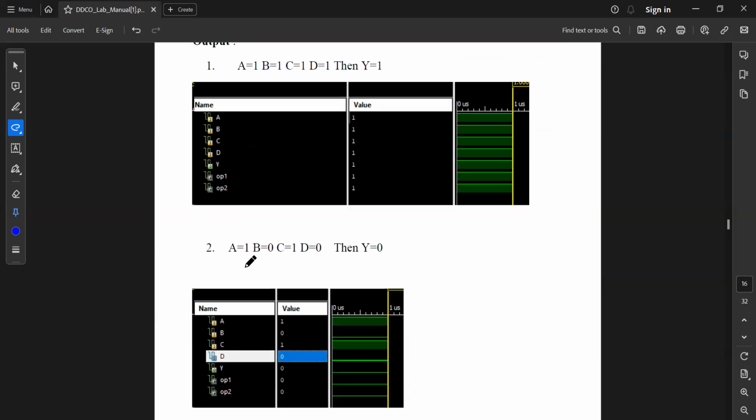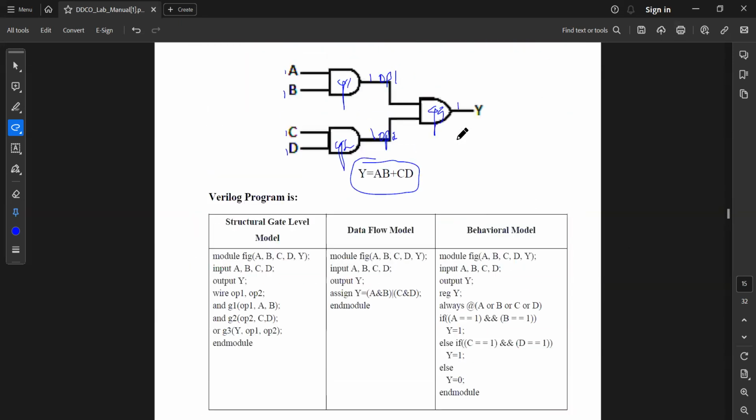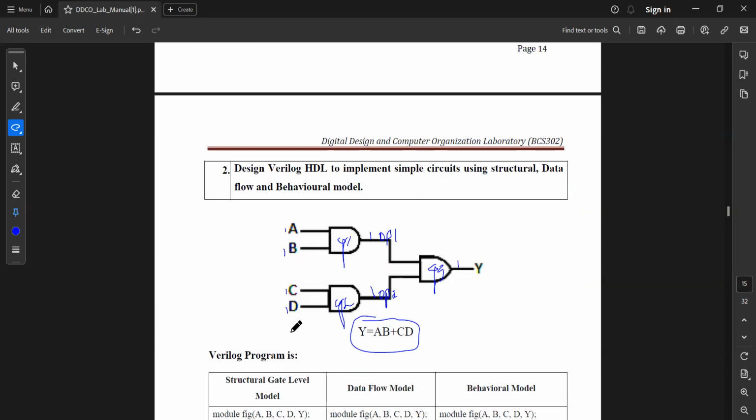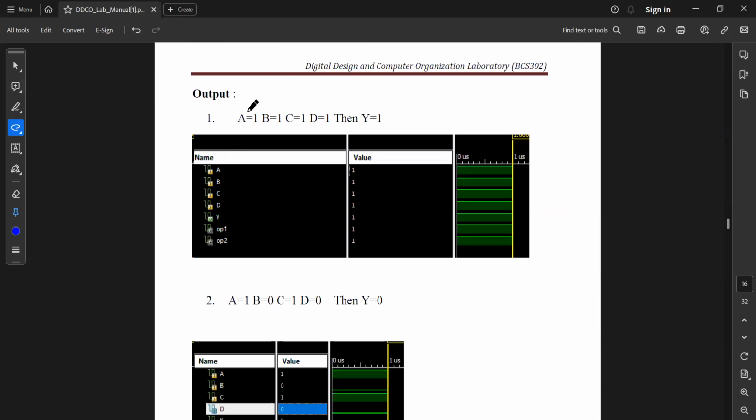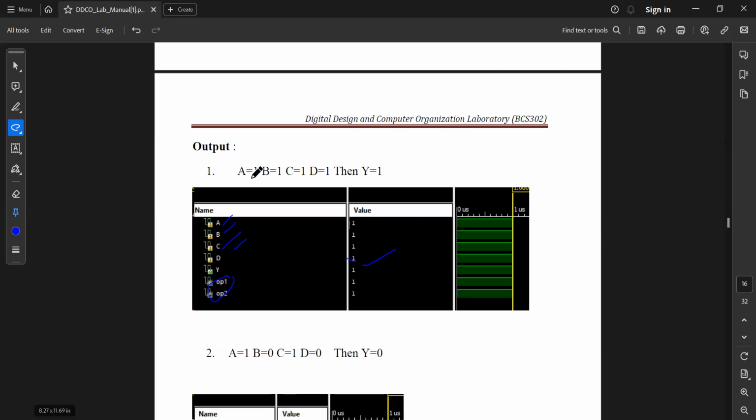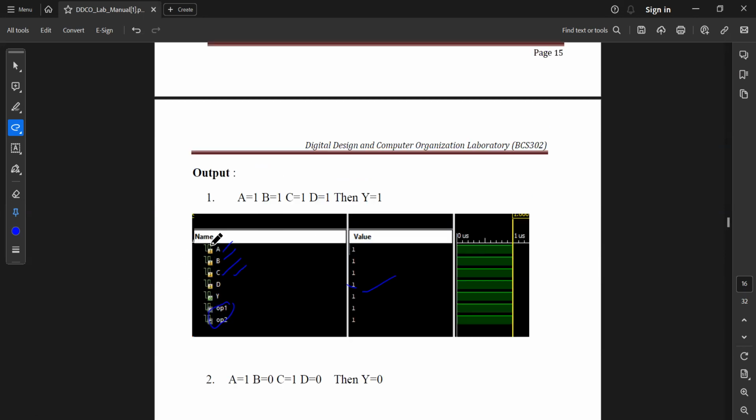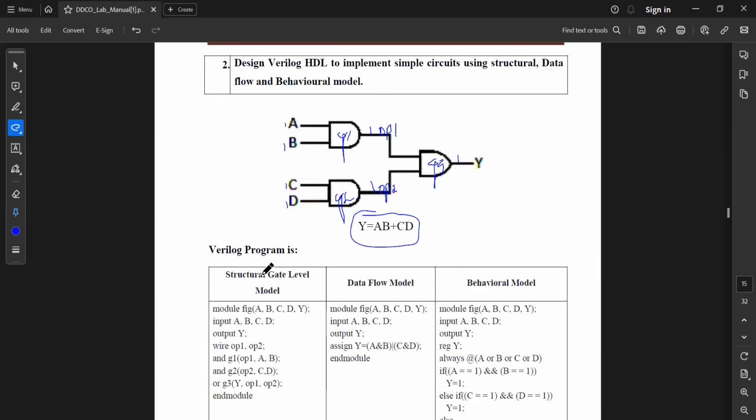See, this is the output. 1 into 1 is 1, 1 into 1 is 1, and 1 plus 1 is 1. That's what we see here. This is the output after simulating the program. When we have given inputs 1, 1, 1, 1, the output will be 1. These are the wires we had named as OP1 and OP2. Their values were also 1. Here, I means input and O means output.